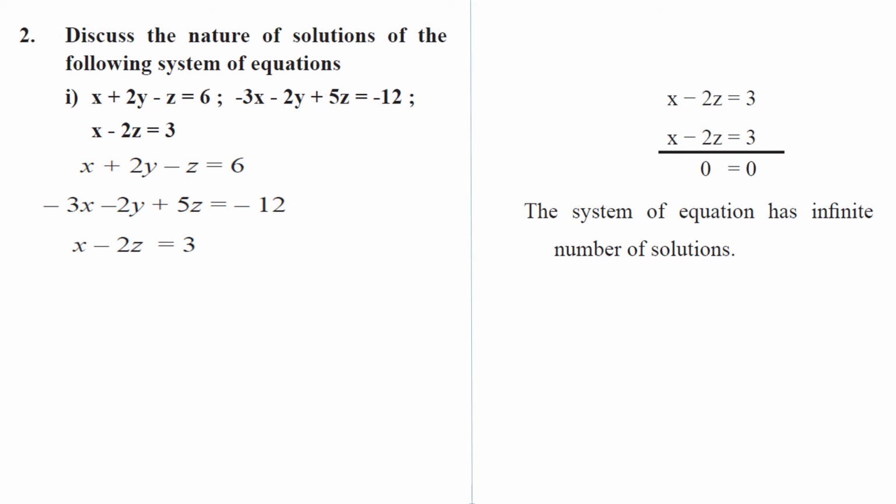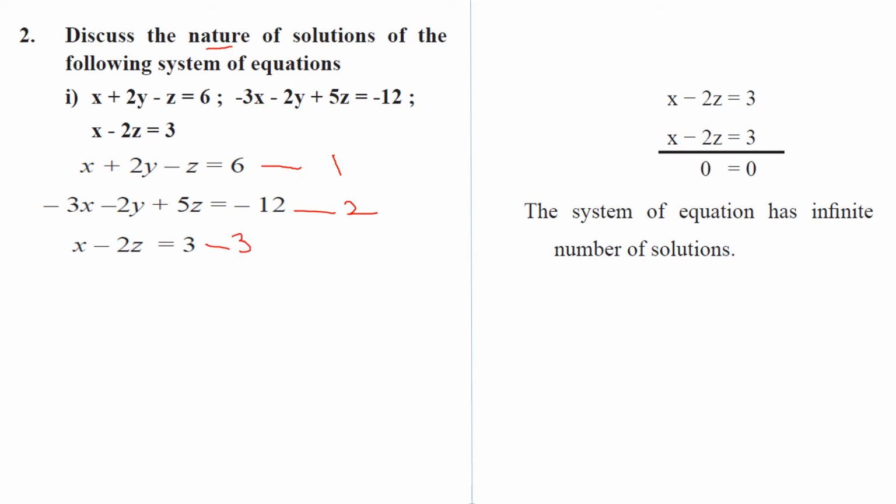Second sum: discuss the nature of solution of the following system of equations. Nature of solution means whether there is no solution, a unique solution, or an infinite number of solutions. So let us see this sum. x plus 2y minus z equal to 6, minus 3x minus 2y plus 5z equal to minus 12, and x minus 2z equal to 3. So this is the first equation, this one is second, that is third.